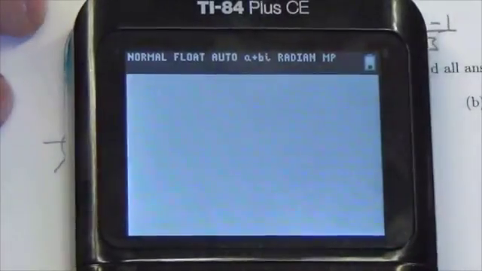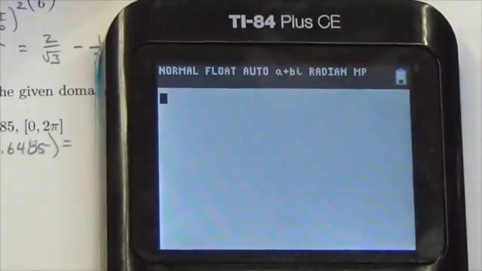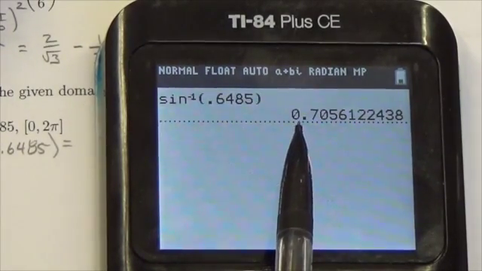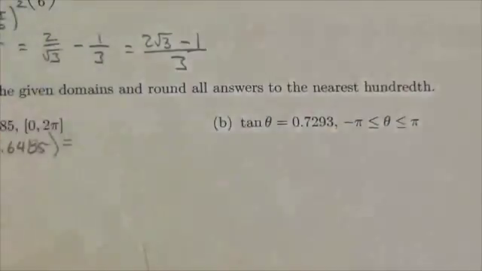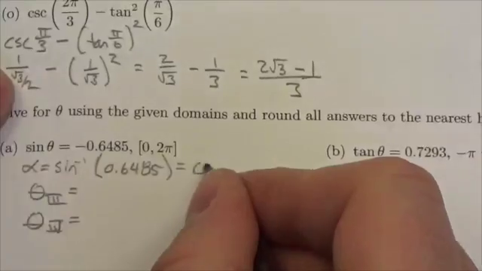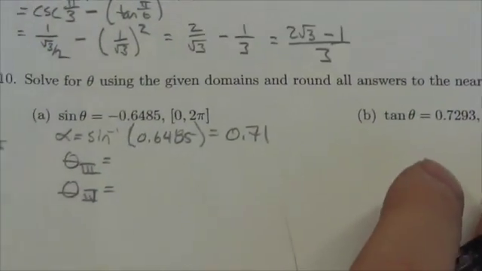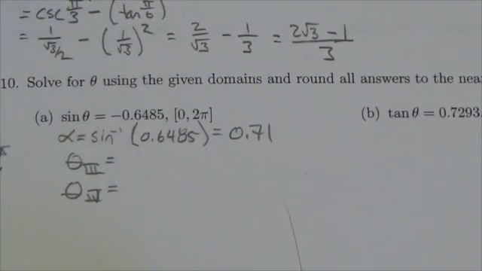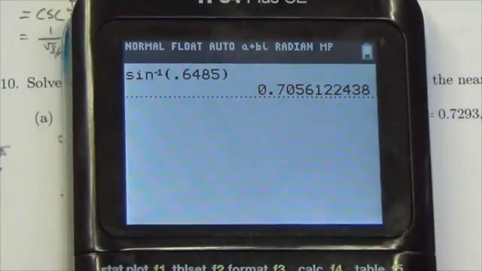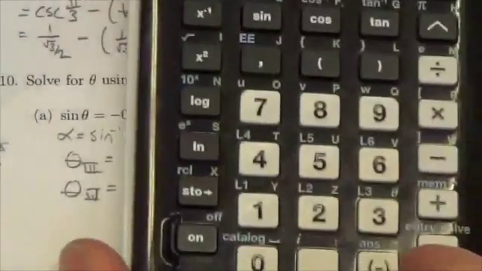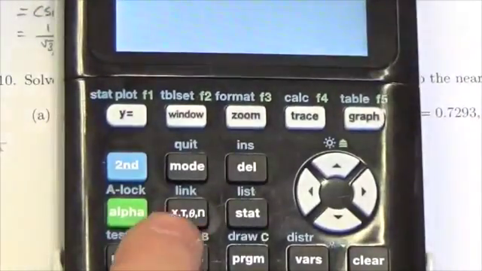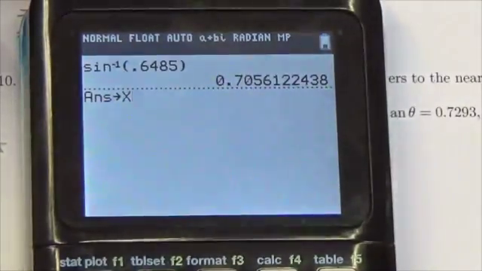So on my calculator, the inverse sine of 0.6485. And there's my answer right there, 0.7056. So 0.71 is my reference angle. Now, I have to put this into quadrant 3 and quadrant 4. So this is what I'm going to do here. I am going to store this in X. Here's my store button right here, and here's my X button right there. So store that in X.